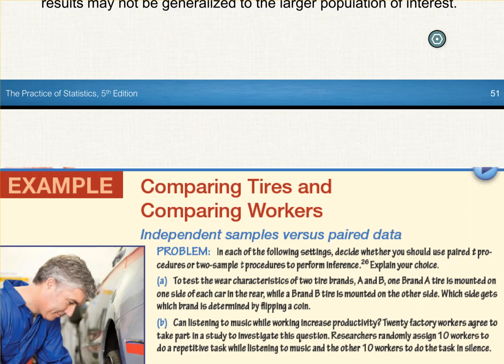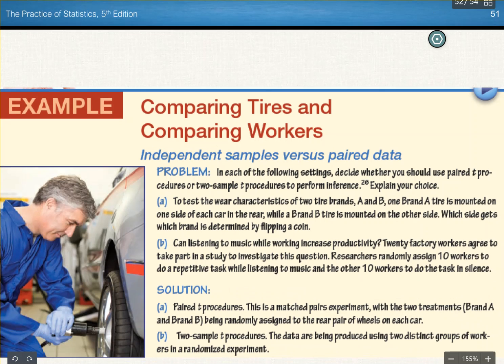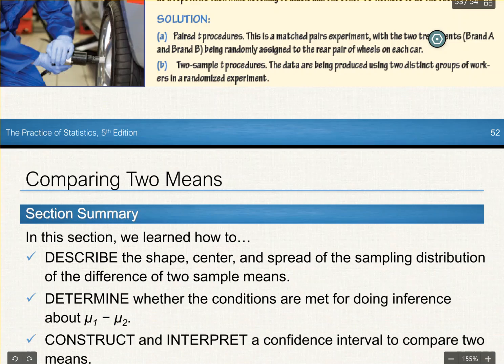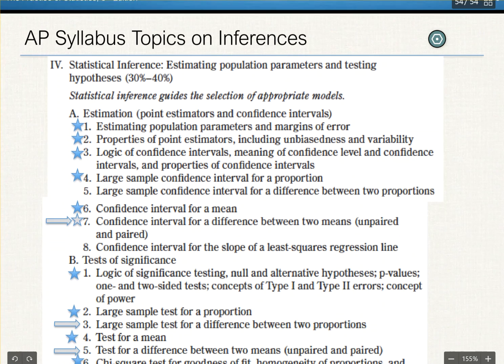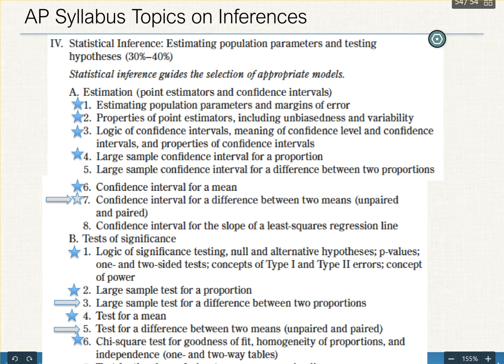Okay, so A is kind of a matched pairs experiment. So there we're going to use paired T procedures, and B here is just two different samples. So we're going to use two sample T procedures. And there you have it. So I'm going to do a thorough run through and make sure there's nothing else. But for this year's AP test in 2020, that should conclude the new material for the school year.